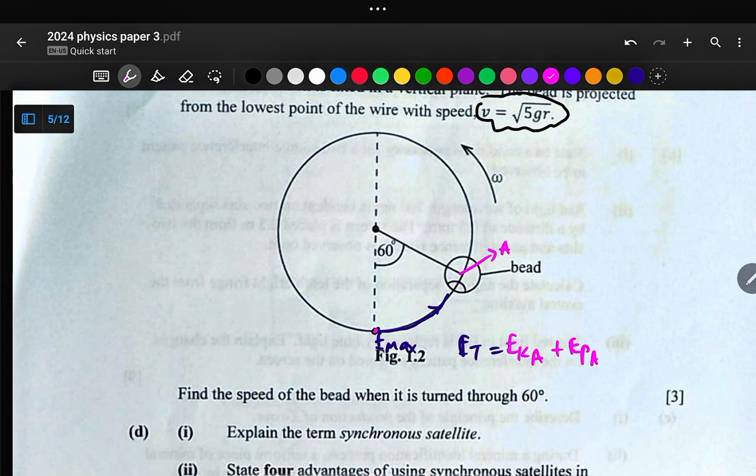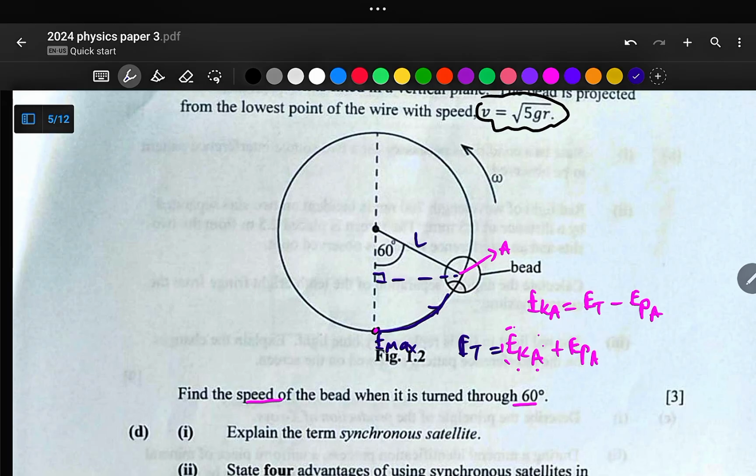So we are going to calculate the speed of the bead when it is turned through 60 degrees. So for speed, we are interested in this term here, the kinetic energy at point A. Therefore, kinetic energy at point A is equal to total energy minus gravitational potential energy at point A. So let us try to calculate the gravitational potential energy at point A. So we can draw a horizontal line like this, and we will form a right angled triangle.